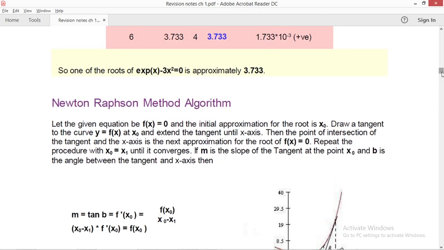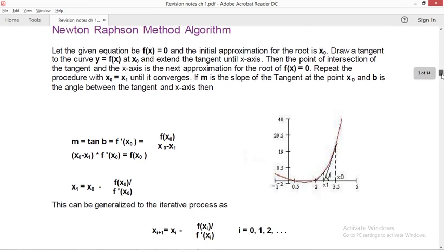Now, in this method, we again try to find the root by using the slope of the tangent at a given point. Let the given equation be f(x) equals 0 and the initial approximation for the root is x0. Please remember that in the previous methods, we were approximating by having an initial interval. Over here, we will have a single initial approximation, a single root that we will carry forward.